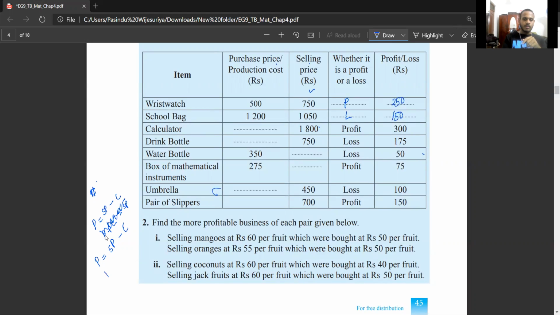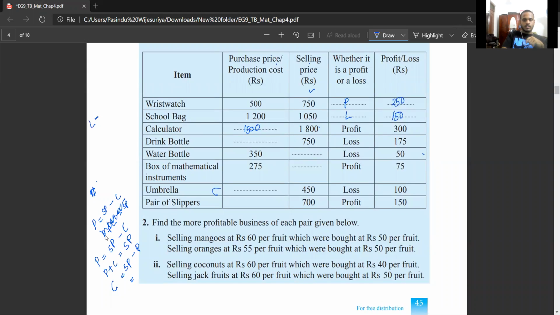So you bring the cost to the other side. P plus C equals SP. Then you keep the C here, then selling price minus the profit. The selling price is 1800 and this is 300. So when you subtract 300 from 1800, it is 1500. Simple as that.